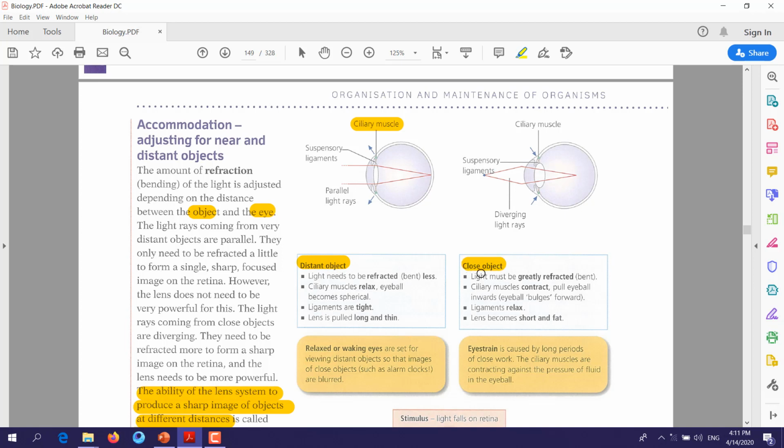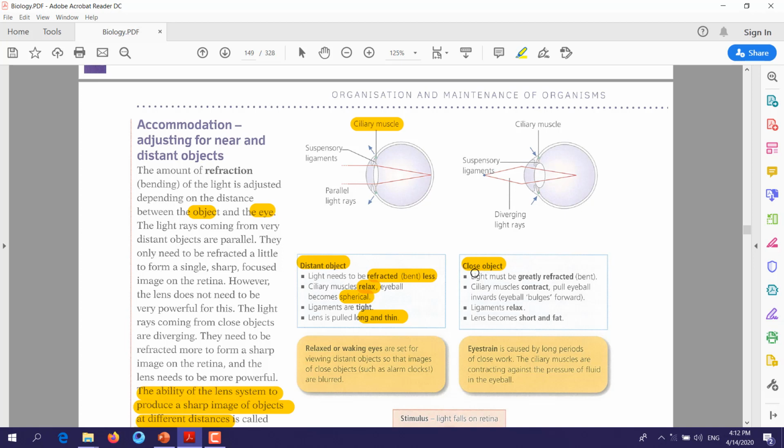Distant object, close object. Here the object is far from the eye, so light needs to be refracted less. Ciliary muscles relax. The eyeball becomes spherical, like a ball. Ligaments are tight. The lens is pulled long and thin. If you look at this lens, it's long and thin. So here are the changes that happen to the eye parts when the object is distant, or far from the eye.